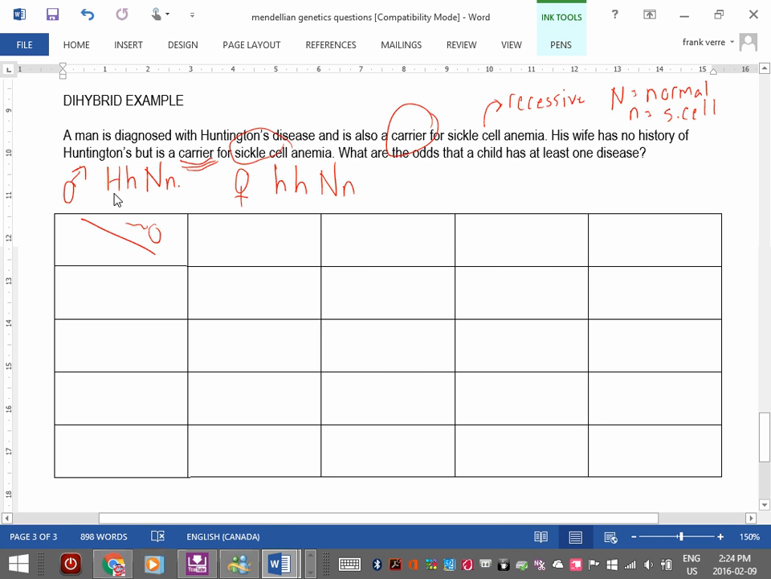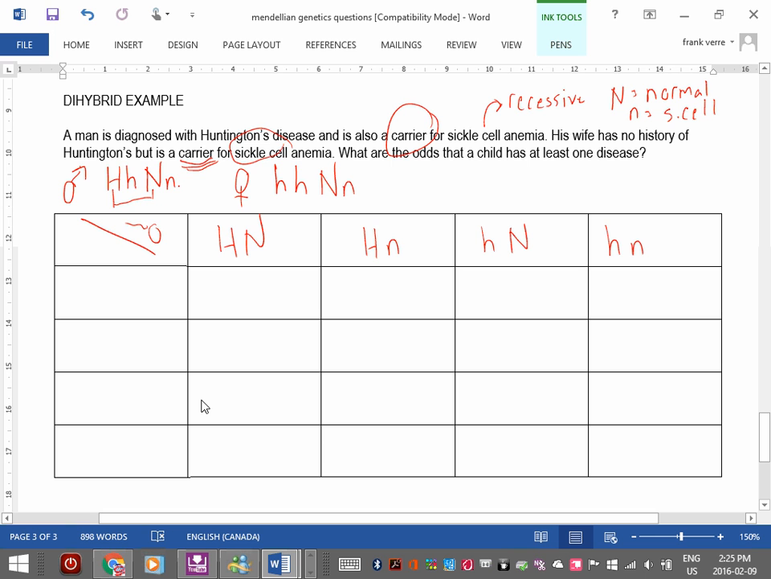One possibility is a big H with a big N. So there's one possibility. The other possibility is a big H with a small n. Okay, that's two. Very good, Claudia. You can get little h with big N, and then little h with little n. Those are your four possibilities.